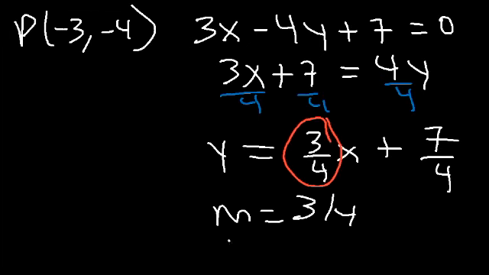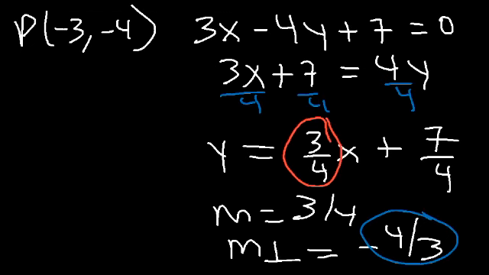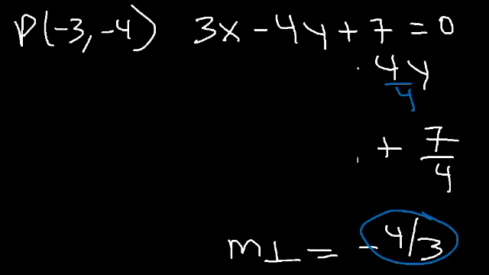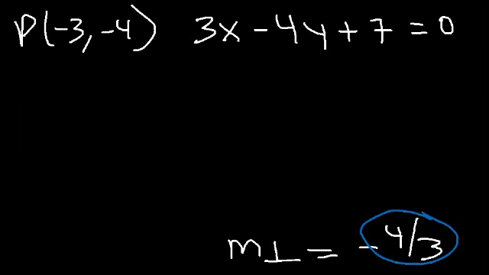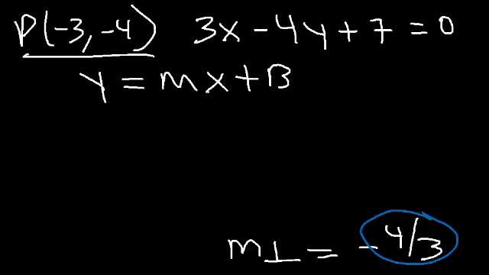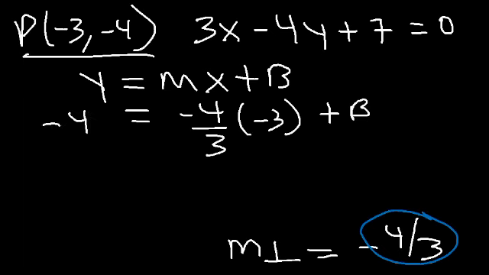Therefore, the slope of the perpendicular line is the negative reciprocal of 3 over 4. So it's going to be negative 4 over 3. This is the slope that we need to use. So we need to use this point and negative 4 over 3. So let's write the equation in slope-intercept form. Let's start with y is equal to mx plus b. So m is negative 4 over 3, x is negative 3, and y is negative 4.